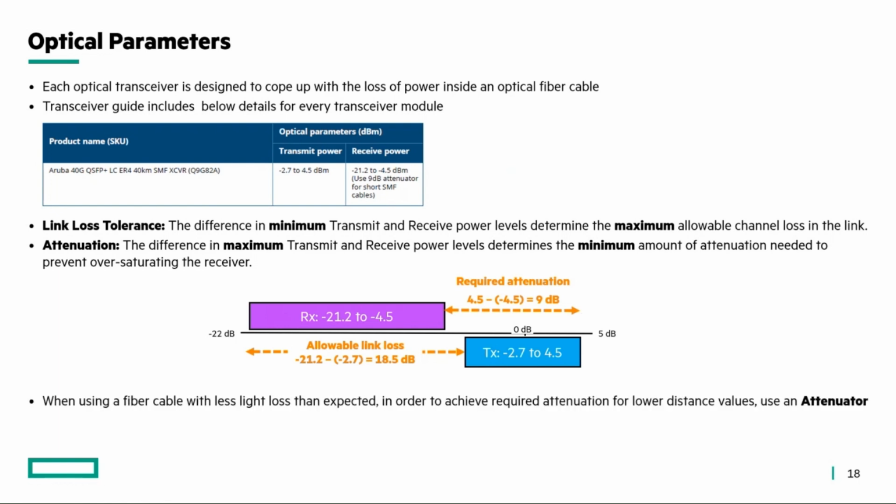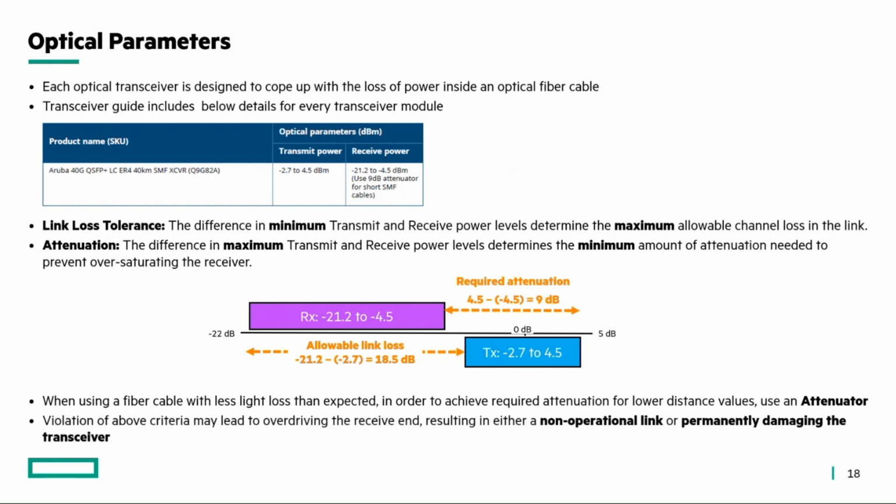So what is the use case of this value? When you are using a fiber cable with less light loss than expected, in order to achieve this required attenuation for lower distance values, you might want to use an attenuator. For that purpose, you might want to know the exact attenuation you might require. That's what you can calculate using this value. So the violation, as I was mentioning earlier, if you violate the above criteria, it may lead to overdriving your receivers, resulting in either a non-operational link or in some cases permanently damaging your transceiver.